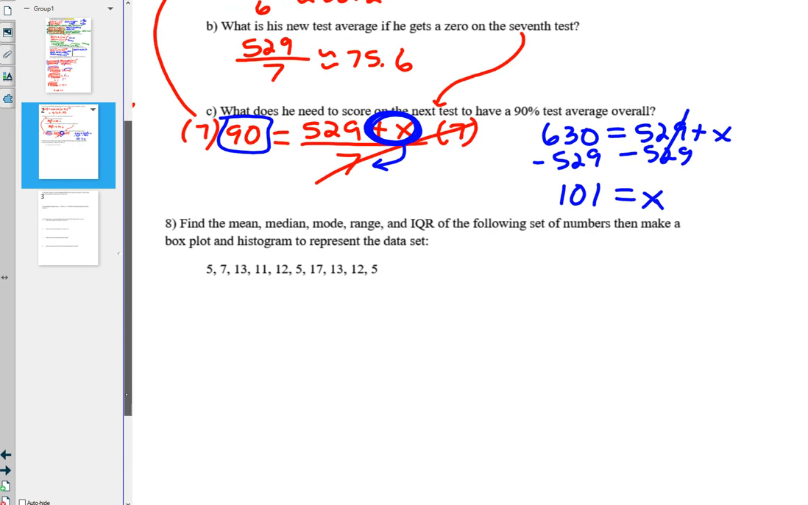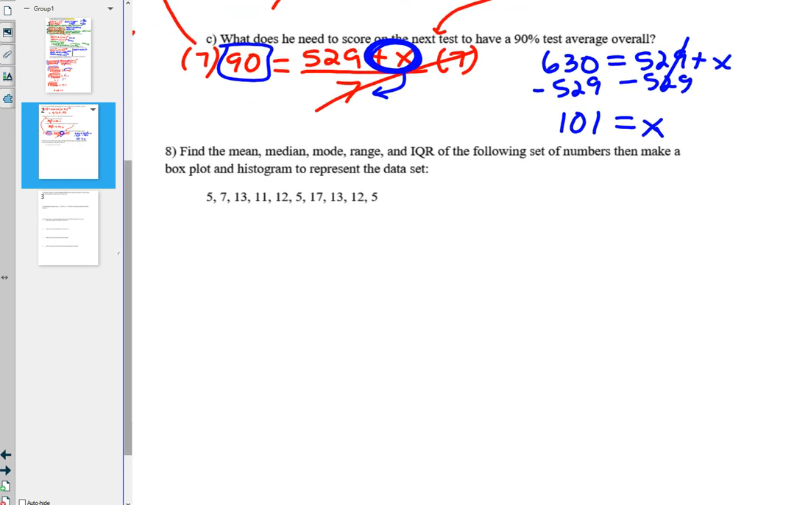Find the mean, median, mode, range, and interquartile range of the following numbers, and make a box plot and a histogram to represent the data set. So other than mean, pretty much all of these require you to put these in order. So there's 10 in the data set. Let's put them in order. 5, 5, 5, there's 3 5s. Then a 7, then 11, 12, 12, 13, 13, 17.